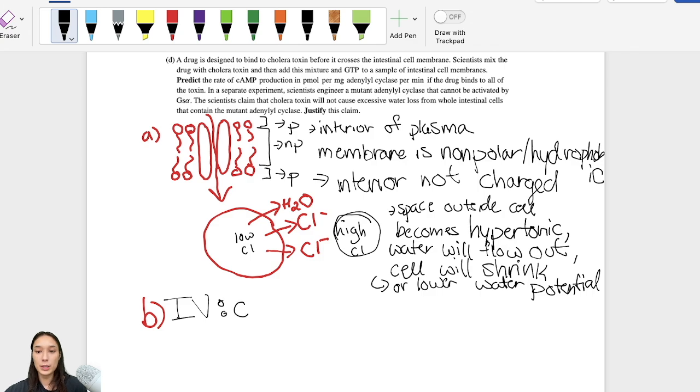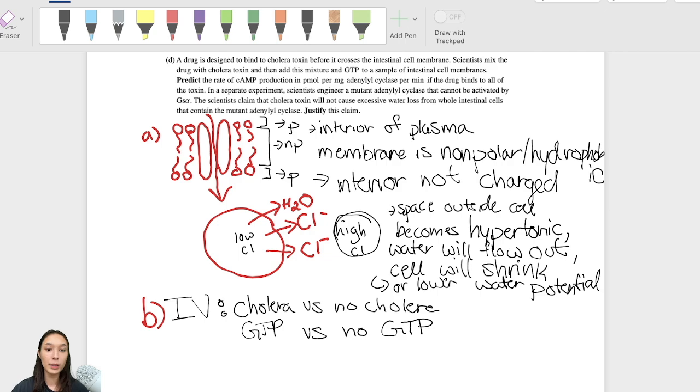So I'm just going to write this very simply. So cholera versus no cholera. And then you could also write GTP versus no GTP. Okay, you didn't have to write both of them. This is only 1 mark. Either of them would work because in this case you have 2 independent variables.